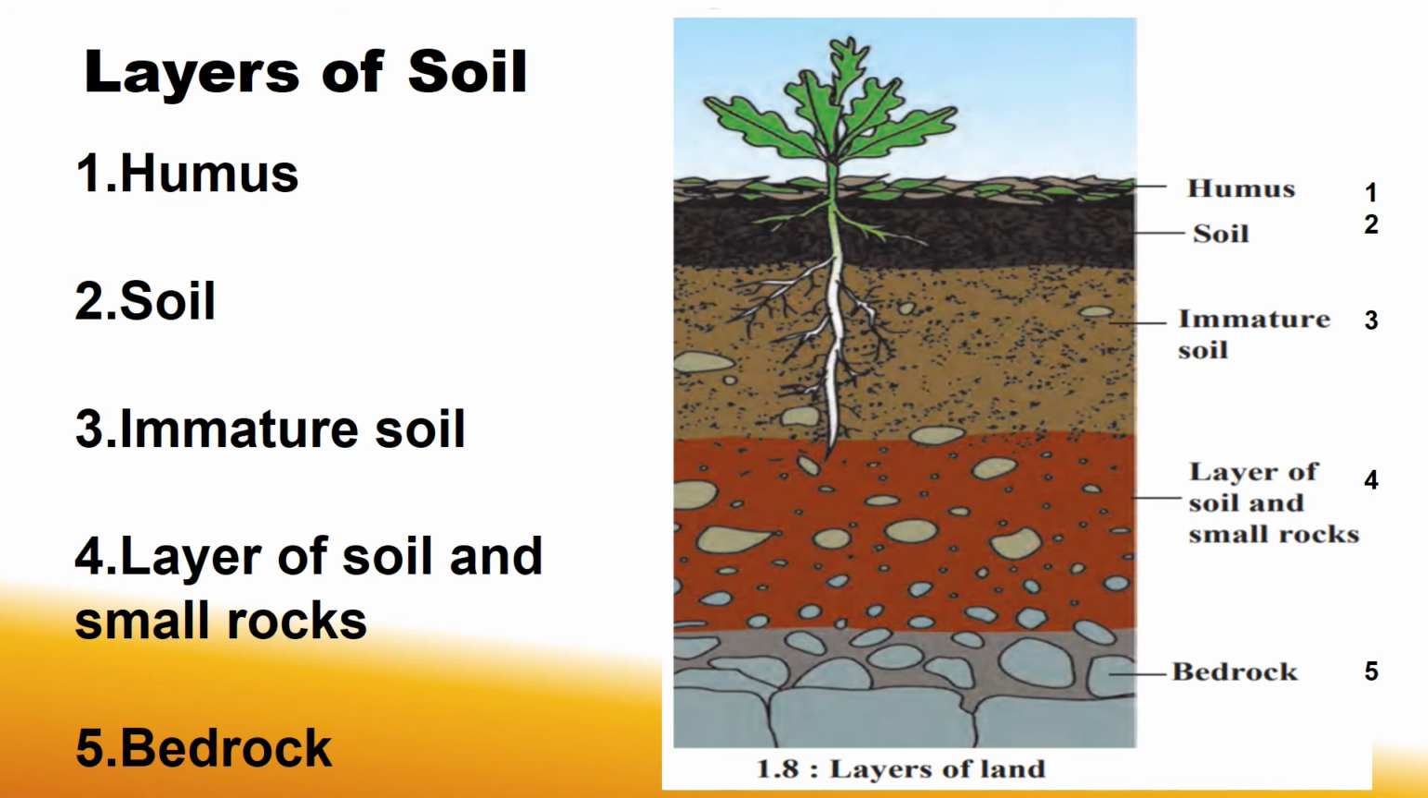Students, let us see the layers of soil. Repeat after me. Layers of soil: humus, soil, immature soil, layer of soil and small rocks, bedrock. The first layer is the humus. Which is the first layer, children? The topmost layer? Yes, it is the humus.